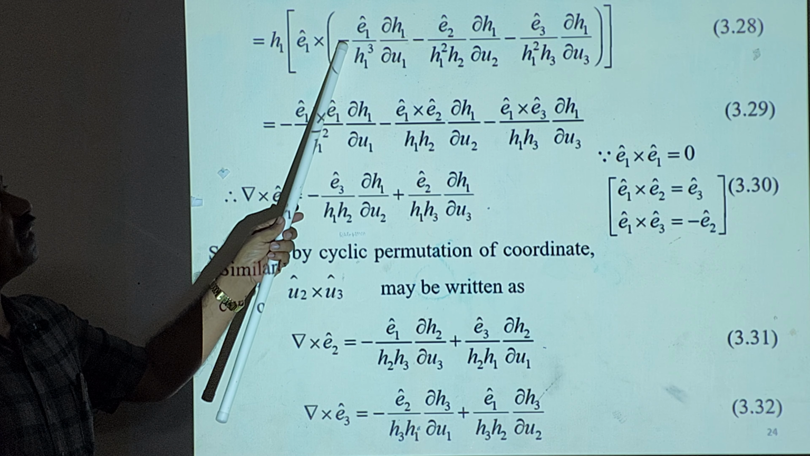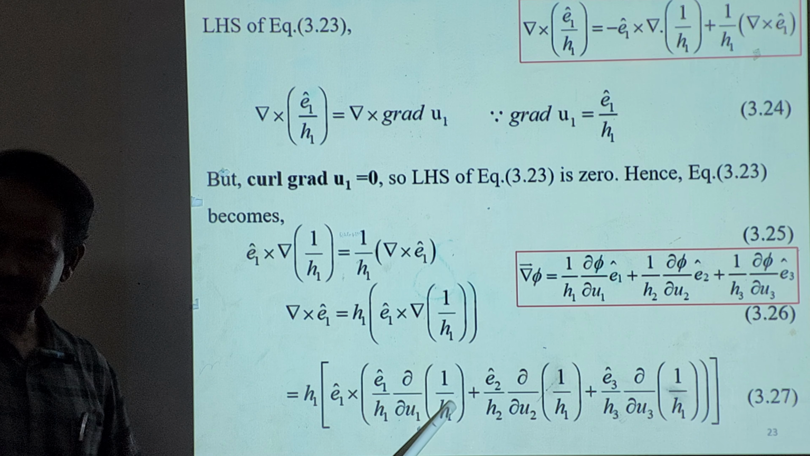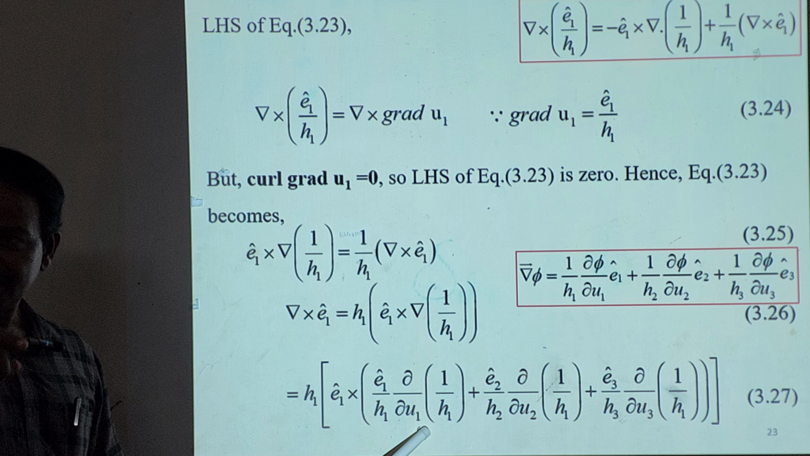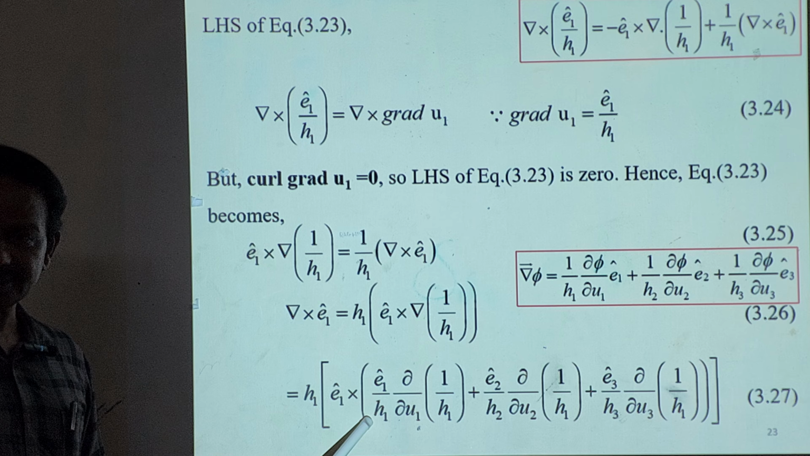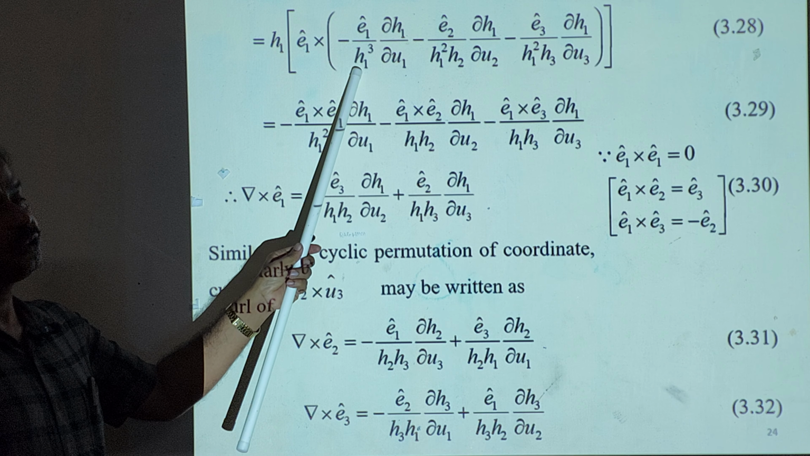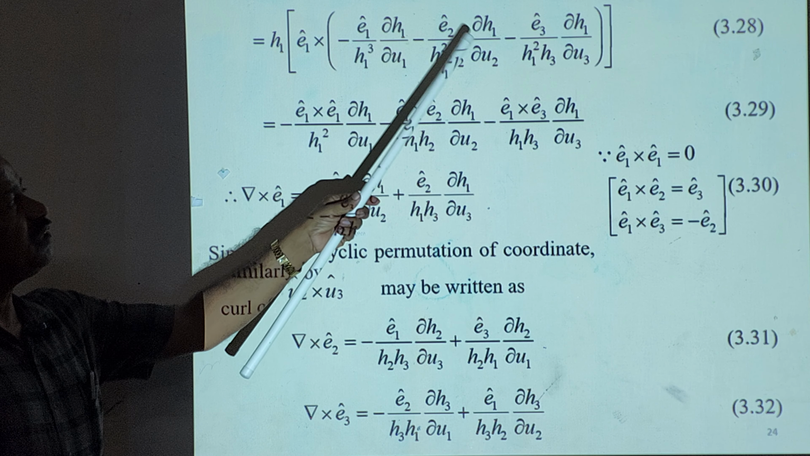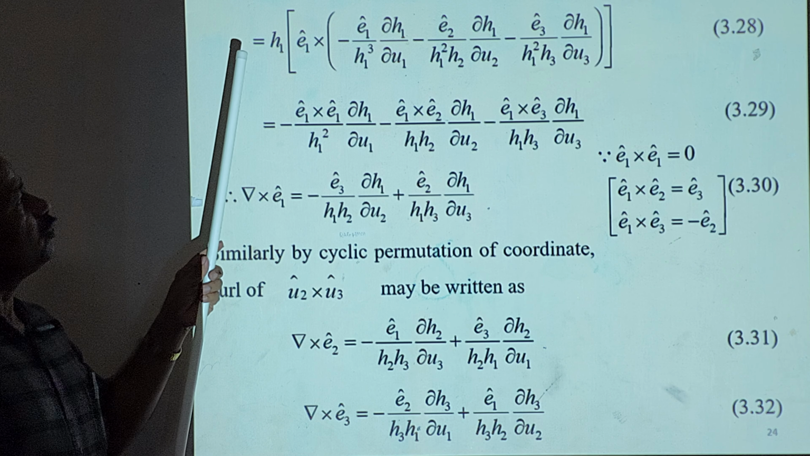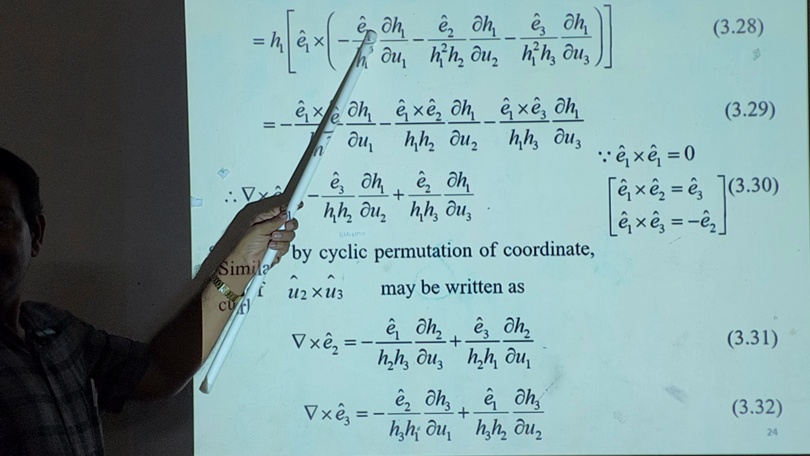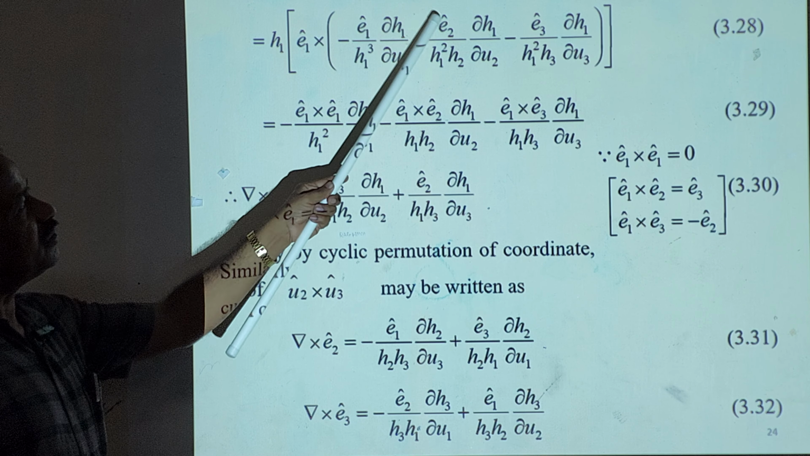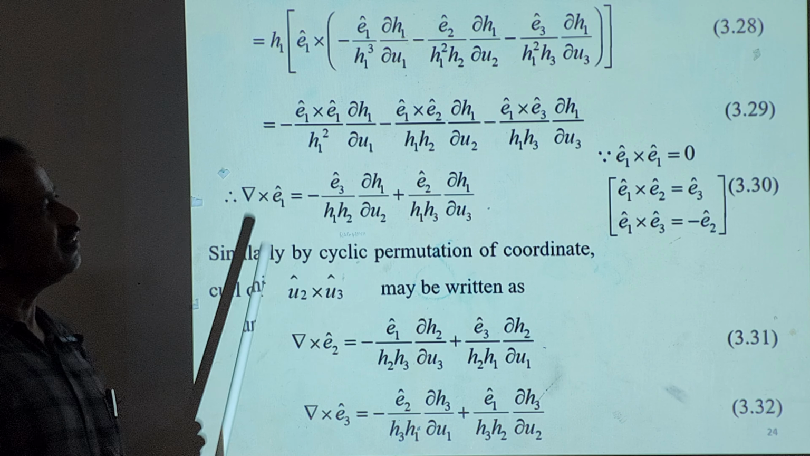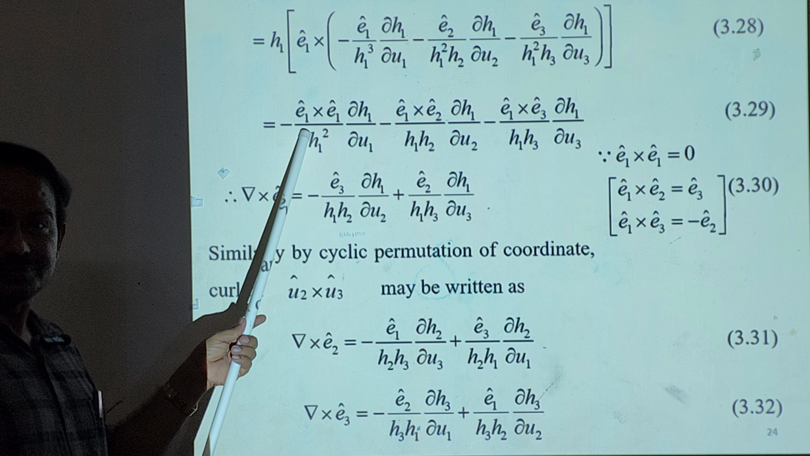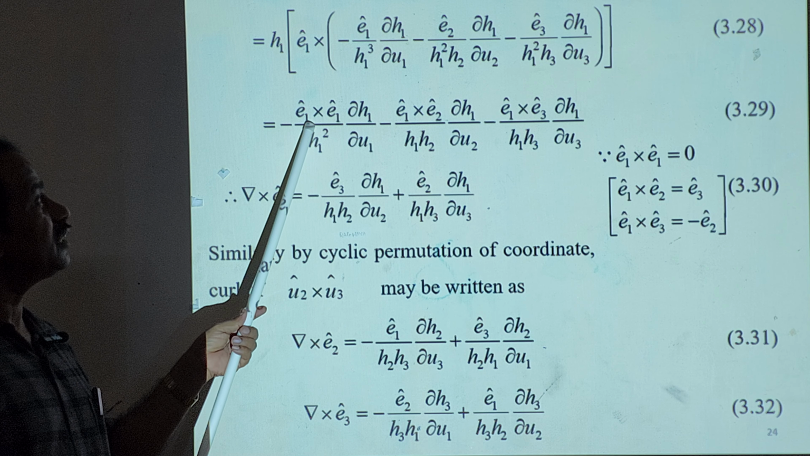So here I have differentiated this with respect to U1. That will give me minus 1 by H1 squared. Already one H1 is there, so we have minus 1 by H1 cube. The remaining things let them be like this. Similarly for H2 and similarly for E2 cap and for E3 cap. So now E1 cross E1, E1 cross E2, E1 cross E3. But we know already E1 cross E1 is 0.